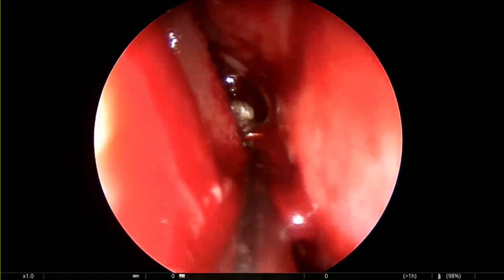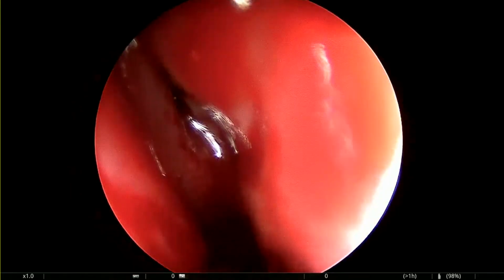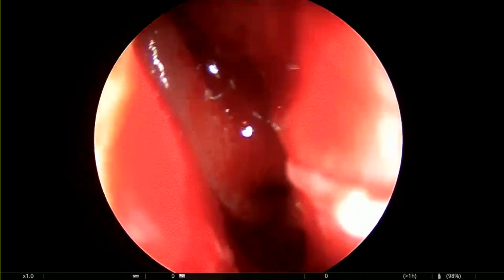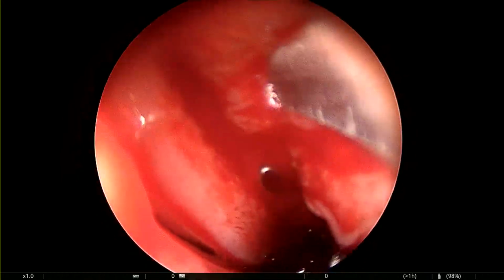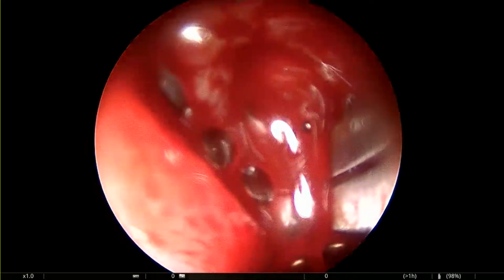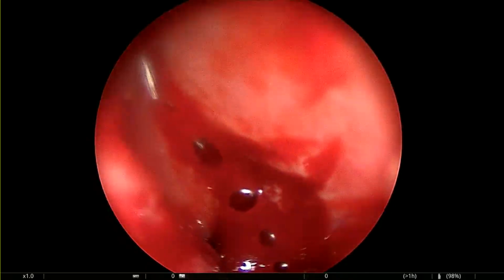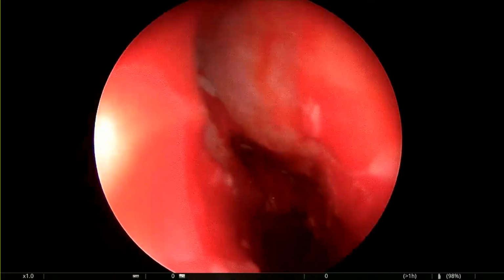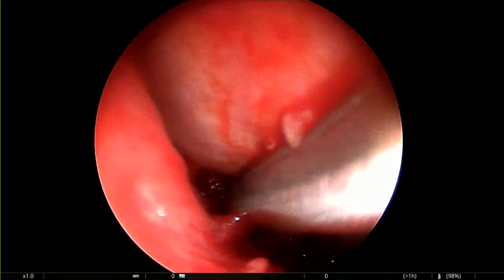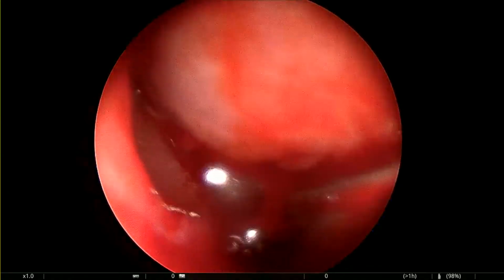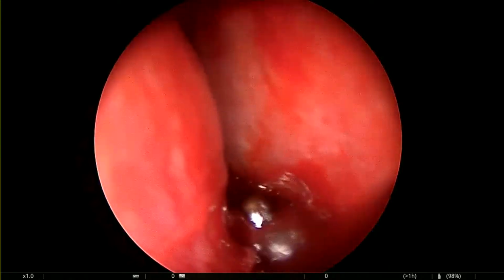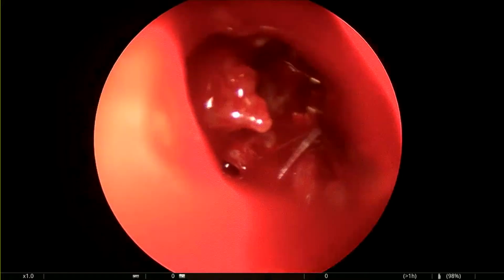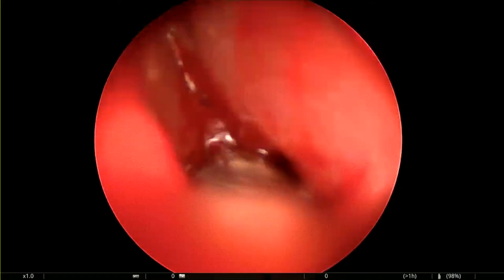Look, beautiful. So straight scissors, please. To cut along the back of the inferior turbinate. Okay. Now straight forceps. Like that. So now the maxillary sinus is open, like that. 45-degree forceps.